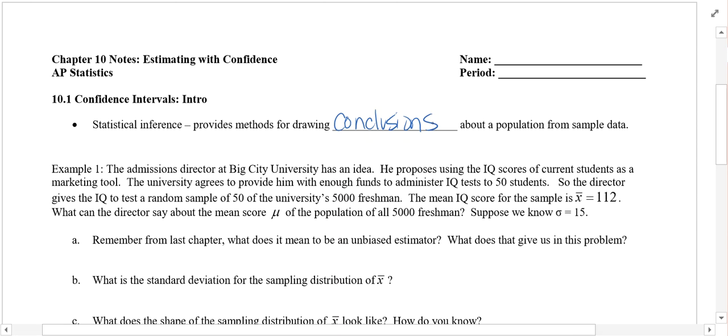about a population from sample data. So we're starting to not just find the probability, like what we did last chapter, we're going to now base that information and draw a conclusion from that.